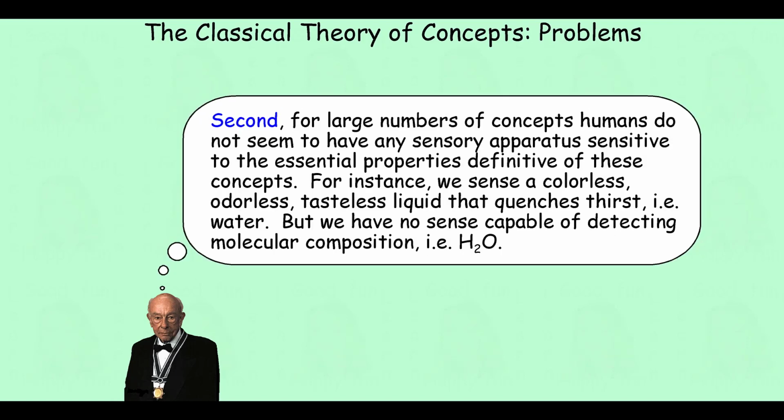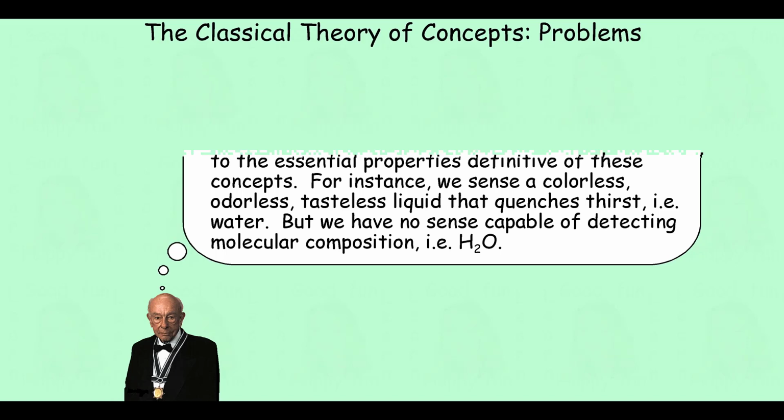Second, for large numbers of concepts, humans don't seem to have any sensory apparatus sensitive to the essential properties definitive of these concepts. For instance, we sense a colorless, odorless, tasteless liquid that quenches thirst, i.e. water, but we have no sense capable of detecting molecular composition, i.e. H2O, and surely its molecular composition is part of its essential nature, part of a set of individually necessary and jointly sufficient conditions if ever there were some.